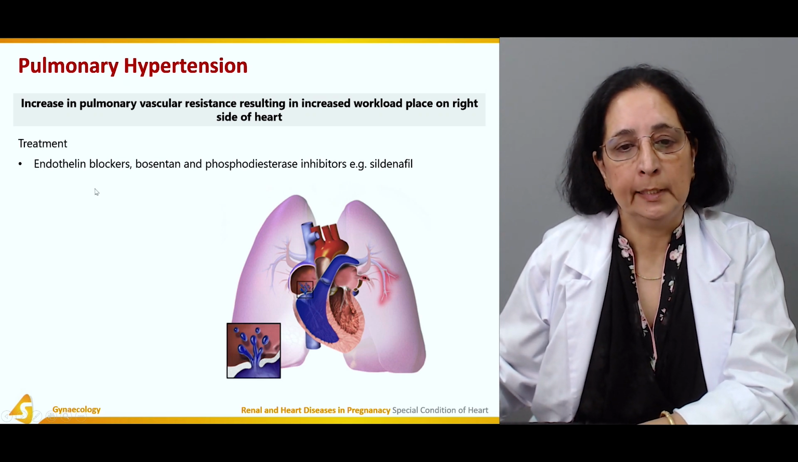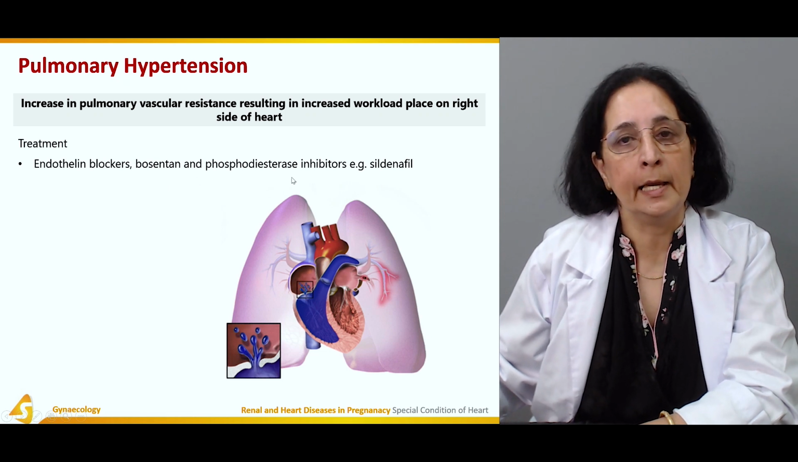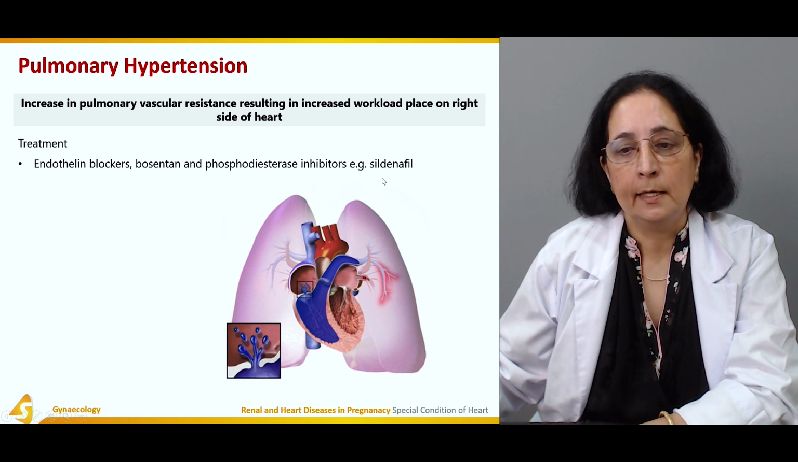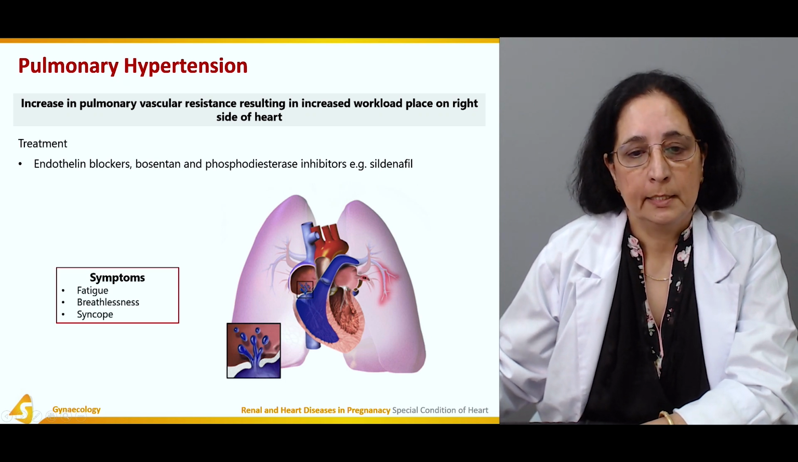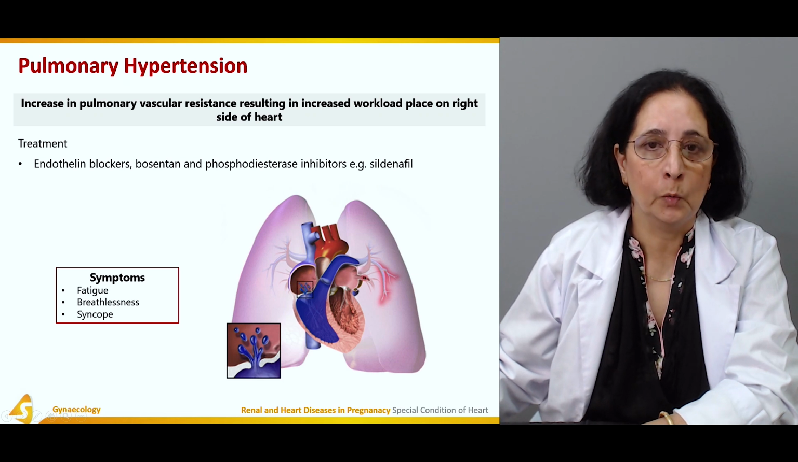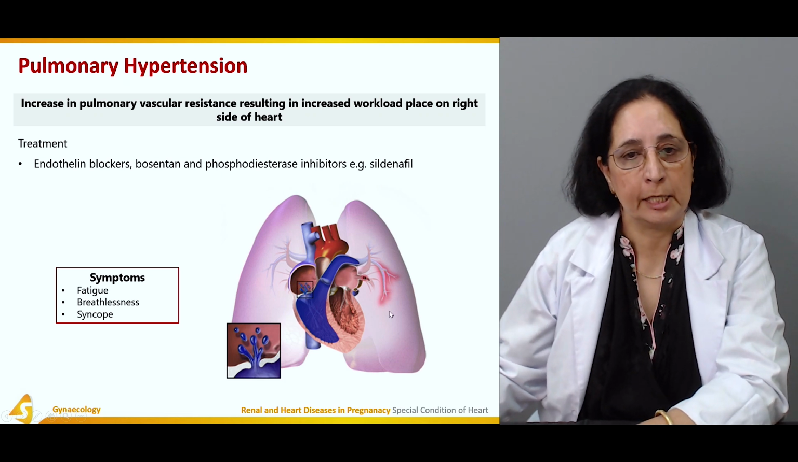Treatment is endothelin blockers, bosentan, and phosphodiesterase inhibitors, for example, sildenafil. Symptoms are fatigue, breathlessness, and syncope is common in patients with pulmonary hypertension.